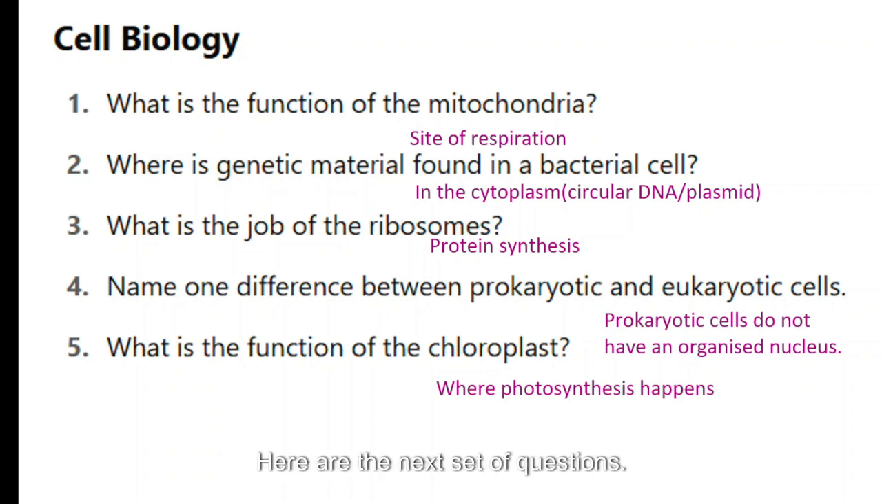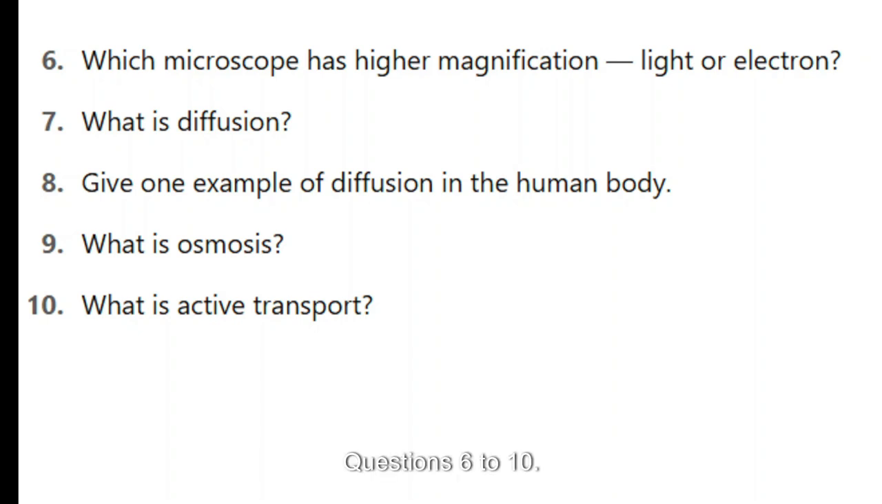Here are the next set of questions, questions 6 to 10. Please pause the video and try these questions. When you are ready for the answers, continue the video. Which microscope has higher magnification, light or electron? Obviously, the electron microscope has a much greater magnification.